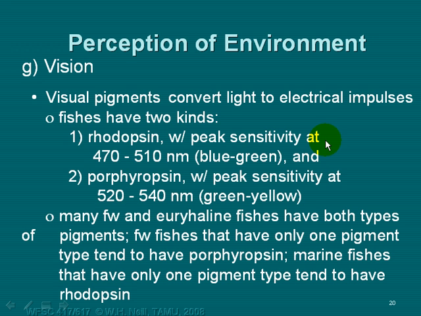Many freshwater and euryhaline fishes have both types of pigments. Freshwater fish that have only one pigment tend to have porphyropsin. And some people have tried to make a deal out of the fact that freshwater habitats are murkier and usually light penetration's not, I don't know. Marine fish that have only one type tend to have rhodopsin. But a lot of freshwater fish have both. A lot of marine fish have both.